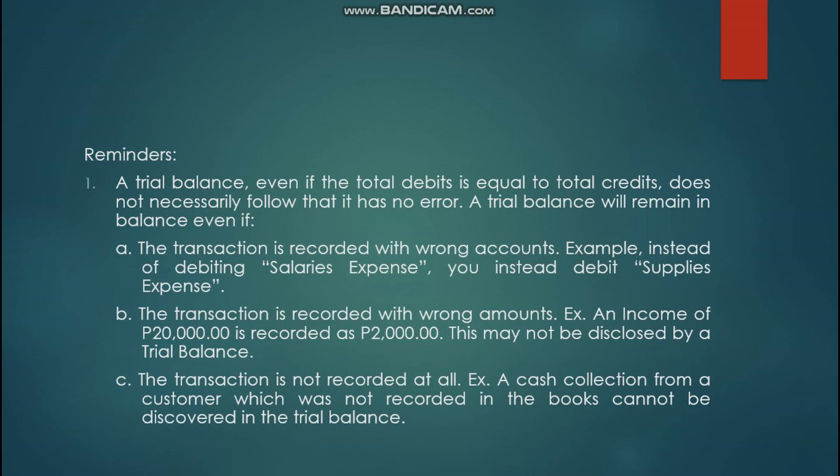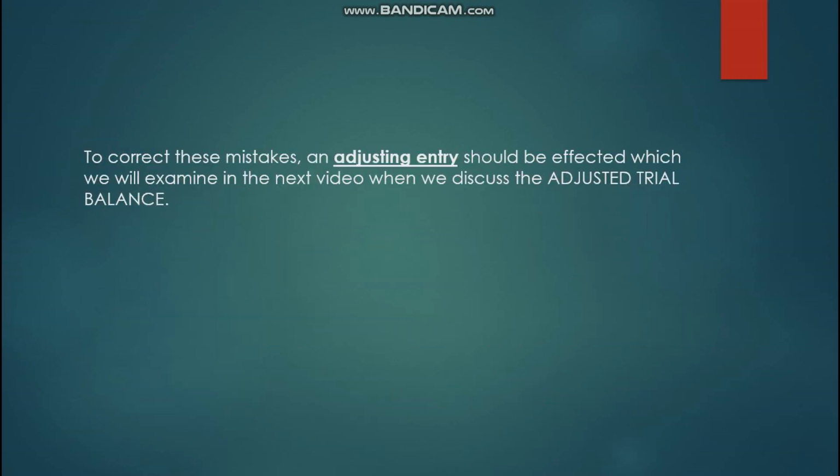Or the transaction is not recorded at all. Example, a cash collection from a customer which was not recorded in the books cannot be discovered in the trial balance. Now, to correct these mistakes, an adjusting entry should be effected, which we will examine in the next video when we discuss the adjusted trial balance.